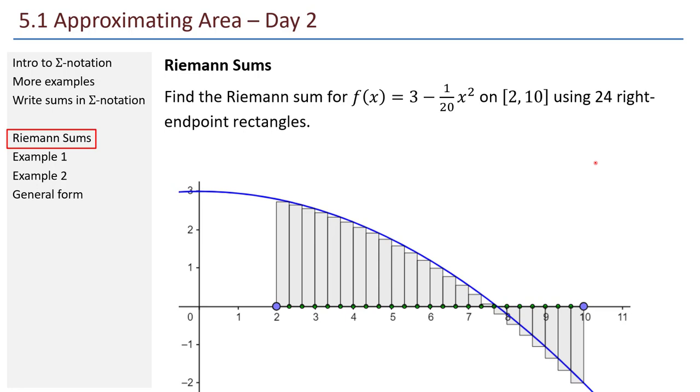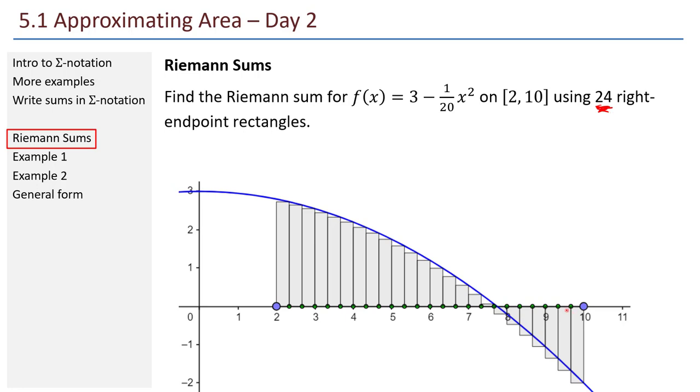So here's our first example. Let's find the Riemann sum for the function f of x equals 3 minus 1/20 x squared on the interval from 2 to 10 using 24 right endpoint rectangles. So two things that are different from previous problems. One is it's a big number, 24. I don't want to have to write out 24 things. This is why sigma notation will be helpful.